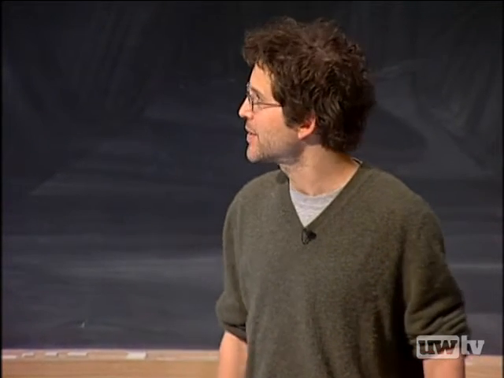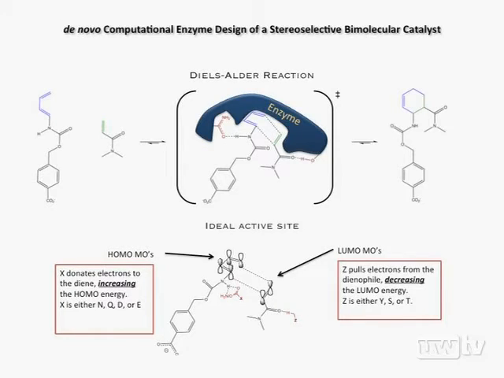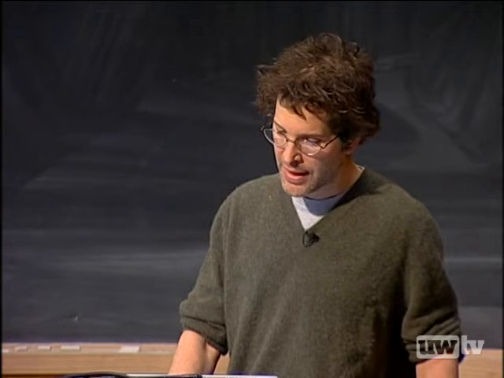We've also been doing work I didn't describe on designing catalysts for chemical reactions where there aren't currently catalysts. For example, this is a catalyst we designed a couple years ago that forms carbon-carbon bonds between these two substrates. And here's the enzyme, a schematic. It binds them together in such an orientation that promotes the reaction.